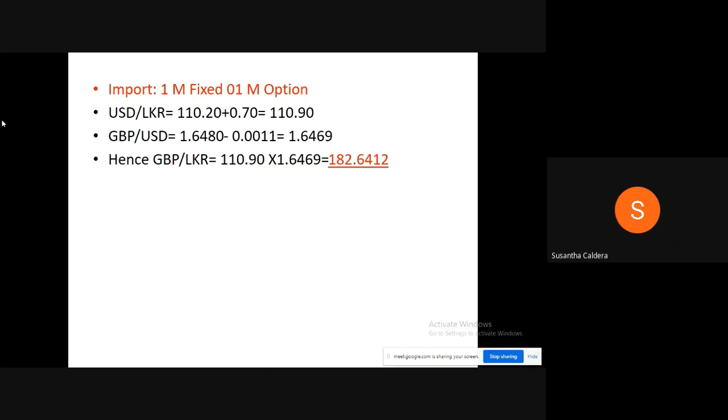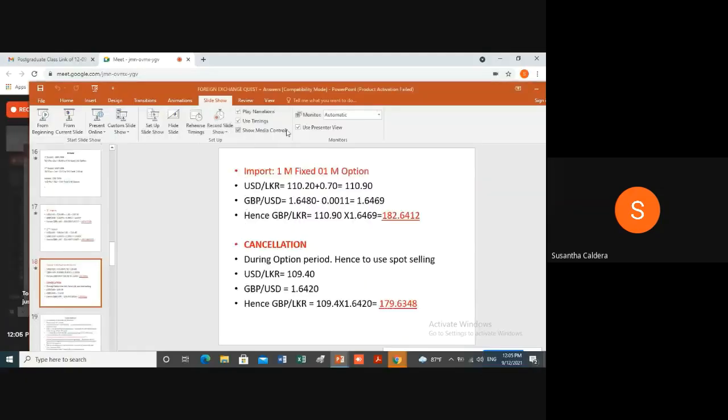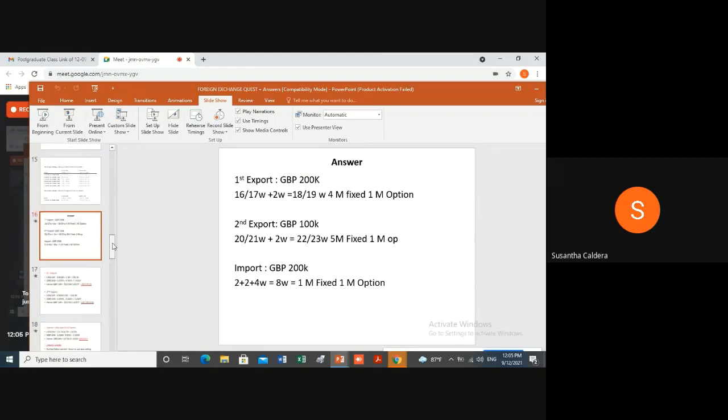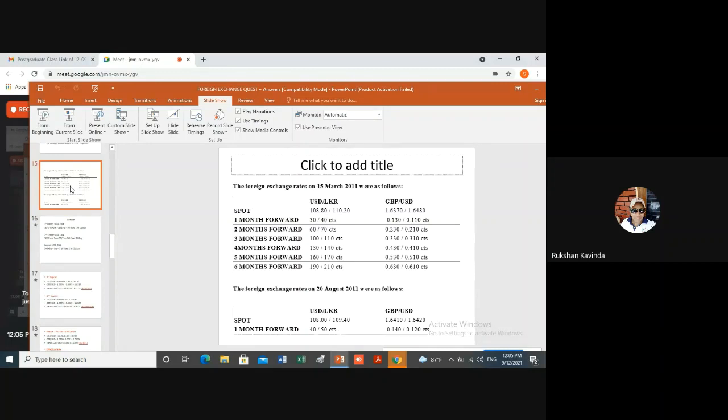Then comes the cancellation. Cancellation, we'll go back to the question. Exchange, we started on 15th March and cancelled on 20th August.